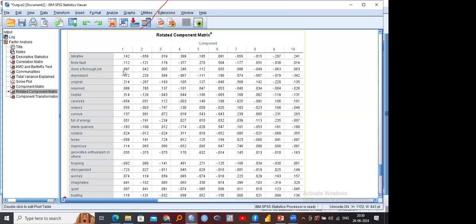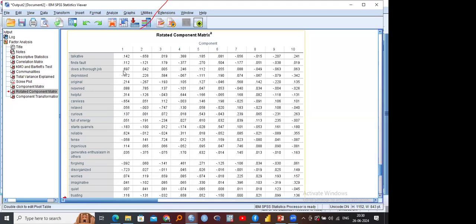So how do we do this? Take a paper, write all the 10 components at the top, as it is written here, and after each component, under 1, write the names of the variables that are coming into it. Then under 2, write all those variables which are coming in the second, then third, then fourth, and so on.